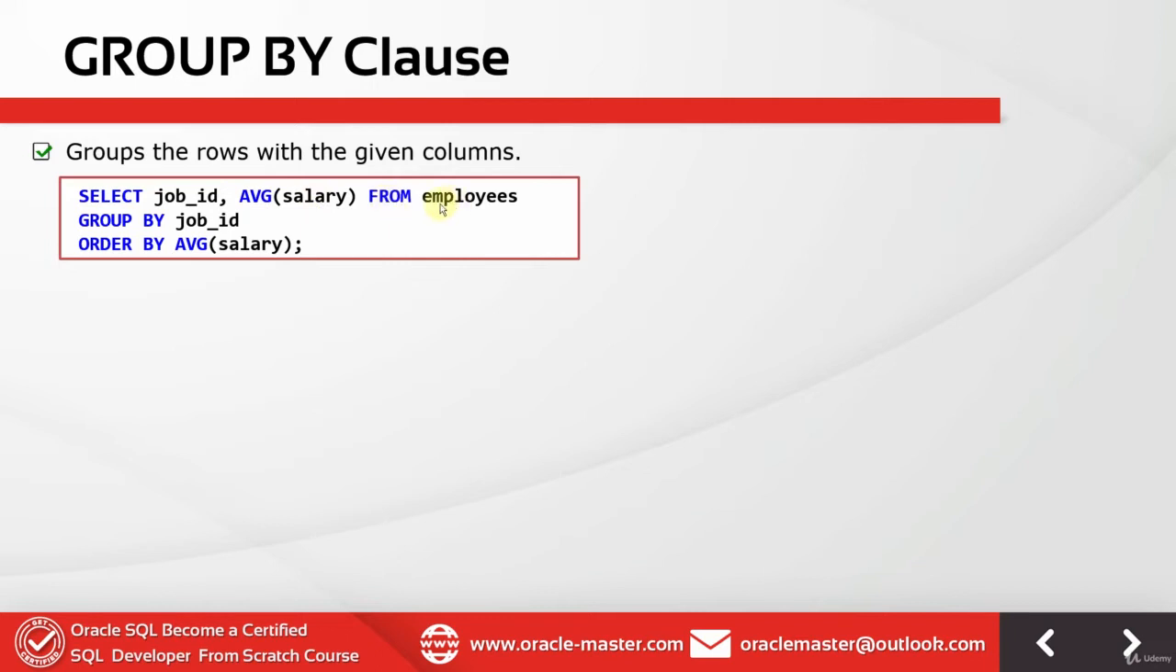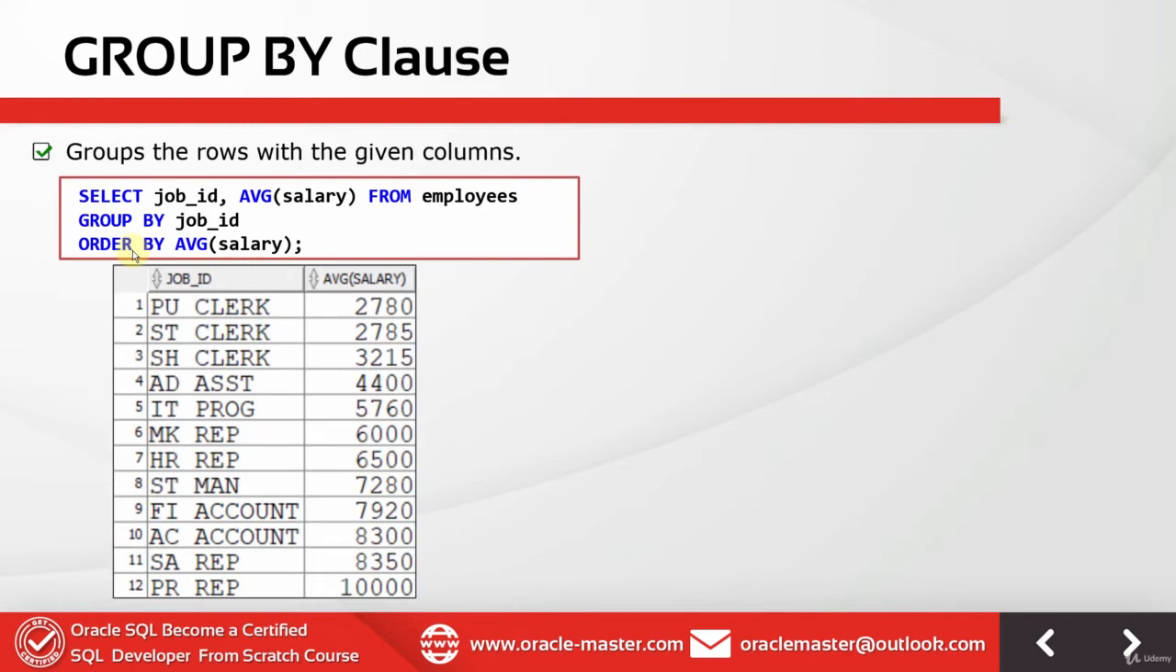And after that, since this query doesn't include a where clause, we can directly write the group by clause. And after the group by clause, we just need to write the expressions or columns that we want to group our result with. In this case, I want to group the rows by their job IDs. And lastly, I want to sort the result using the order by clause by the average salaries. As you can see, we can use the group functions in the order by clause. And if I show you the output of this query, you see that the rows are grouped by their job ID values. So the average salaries for each job ID are returned. And they are sorted in ascending order, which is the default order.